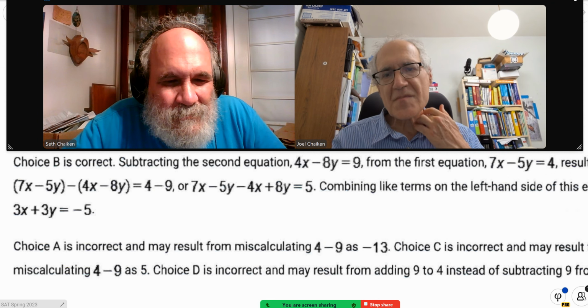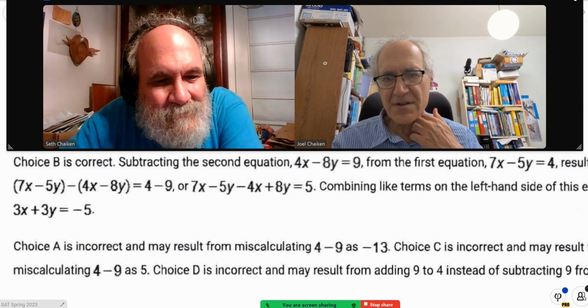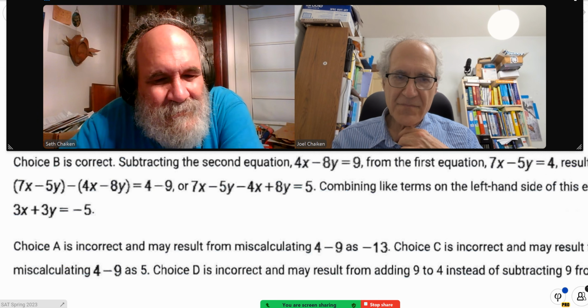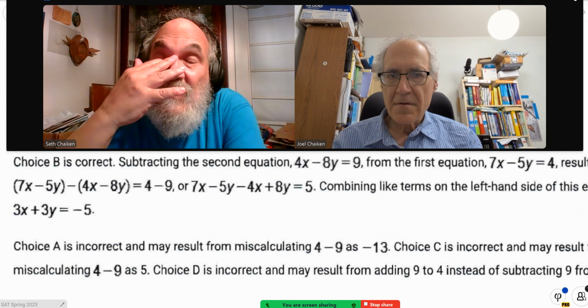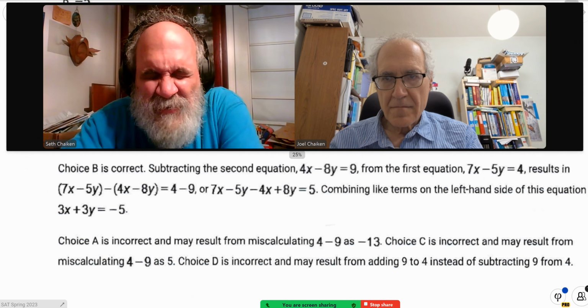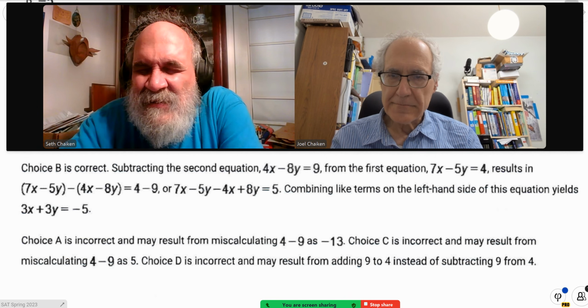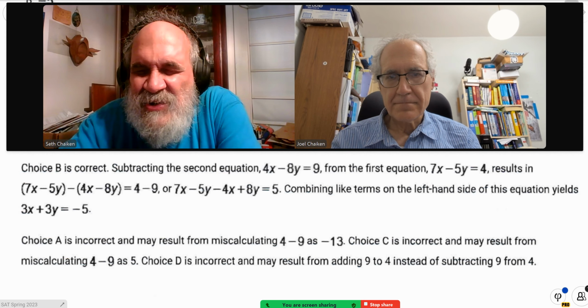Right. Subtracting the second equation from the first equation results in that. Combining like terms, you get that. What they don't describe is the effect of making a mistake with the arithmetic on the coefficients. Then you'd be led to an equation that doesn't help answer the question.